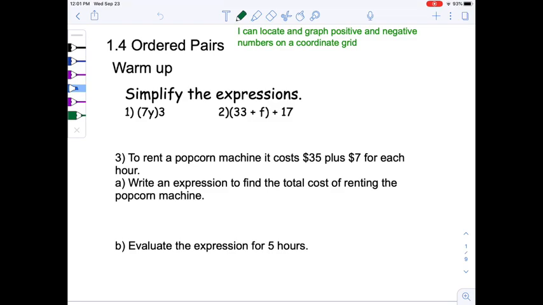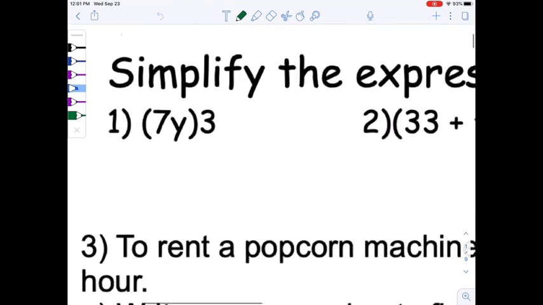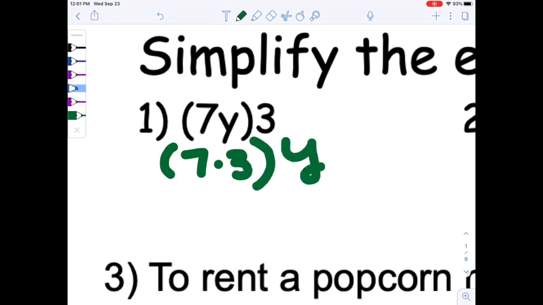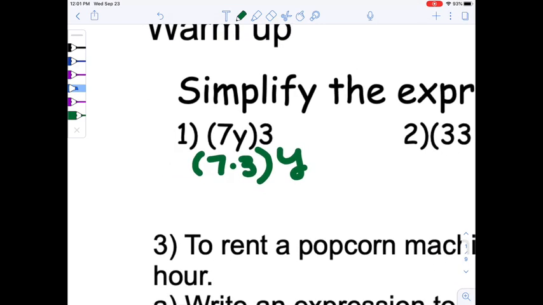So looking at number 1, we have 7y times 3. Well, using that associative property of multiplication, we can change around where the parentheses are. So instead of doing 7y times 3, I can change this to 7 times 3 times y. Now that I have that 7 times 3 in parentheses, I can multiply those together. 7 times 3 is 21, and then times y.